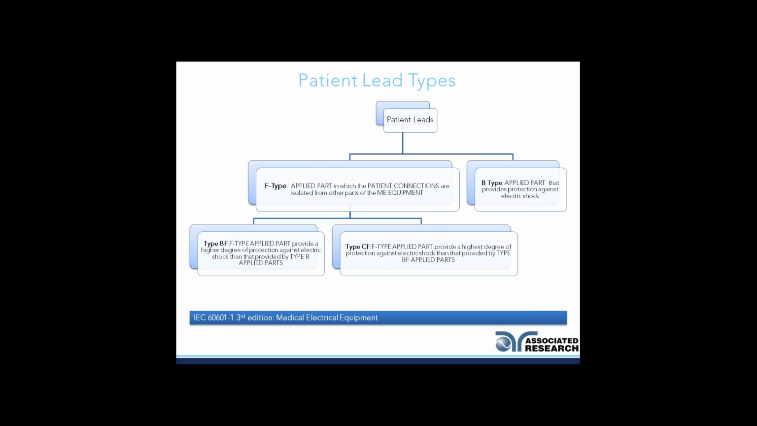For a CF type applied part, you're actually making direct contact with cardiac applications, like during a surgery when you're using an electrosurgical generator. Anything that comes in direct contact with the heart would be classified as a CF product. This is meant to provide the highest isolation from electric shock.